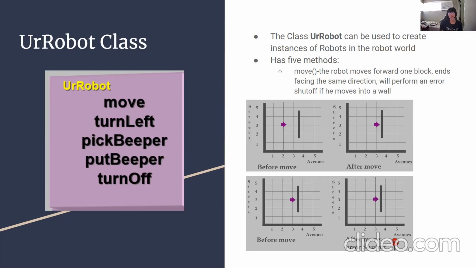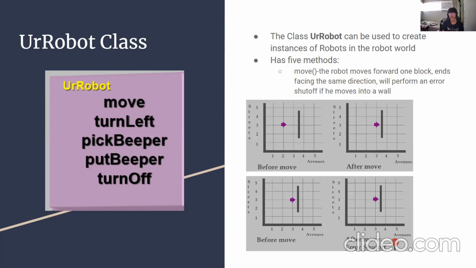So then UrRobot has 5 methods, which are move, turn left, pick beeper, put beeper, and turn off. All these 5 methods are used to make your robot do what you want. You combine these 5 methods to create your program. So first we're going to go over move.